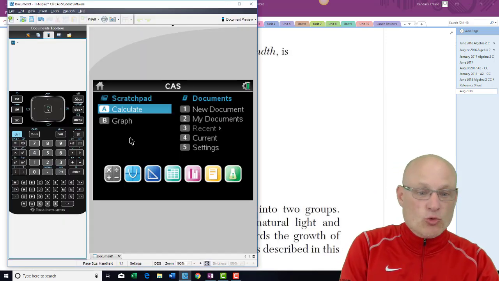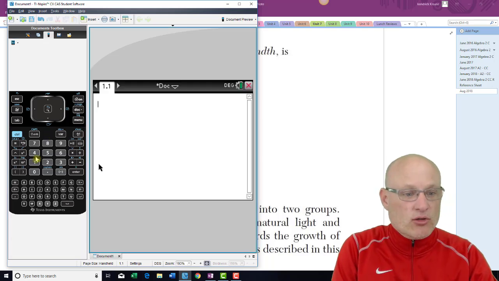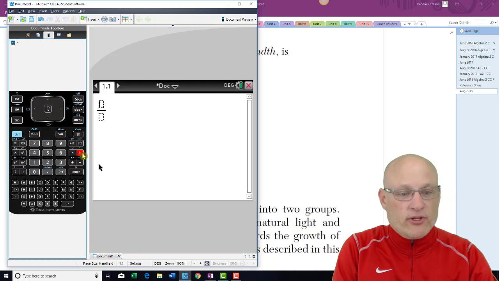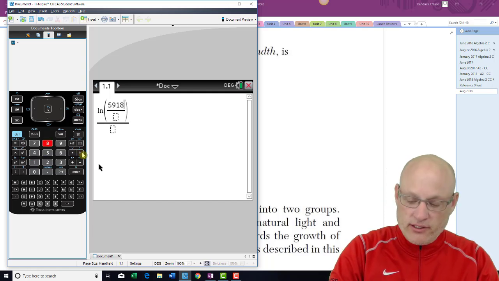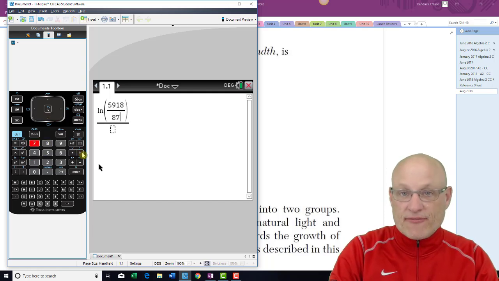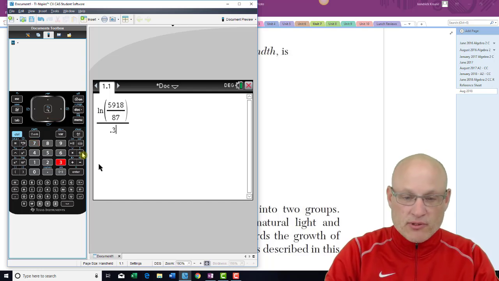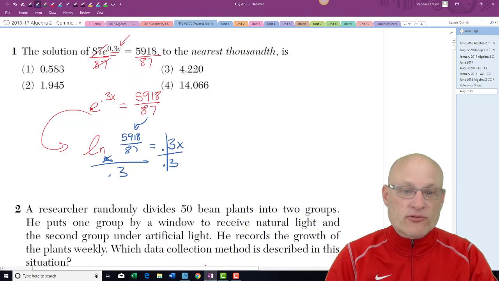I come over here to the old calculator, and I go: control division, control natural log of control division, 5,918 divided by 87. See how I don't have to bother putting that in as a decimal, because it's sort of annoying. Divided by 0.3, I hit enter and I get 14.00600.